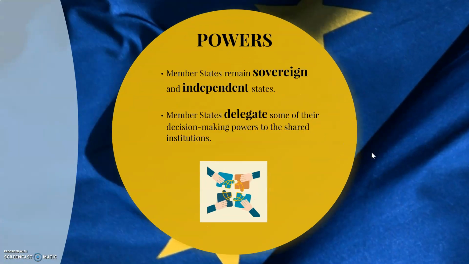The unique feature of the EU is that although the member states remain sovereign and independent states, they have decided to cooperate in areas where it makes sense to work together. In practice, this means that member states delegate some of their decision-making powers to the shared institutions they have created, so that decisions on specific matters of common interest can be made democratically. There are several institutions involved in making decisions in the European Union, and we will talk about these in a minute.